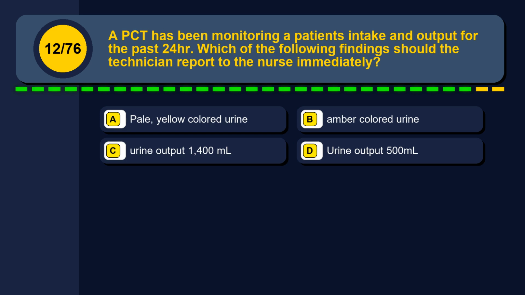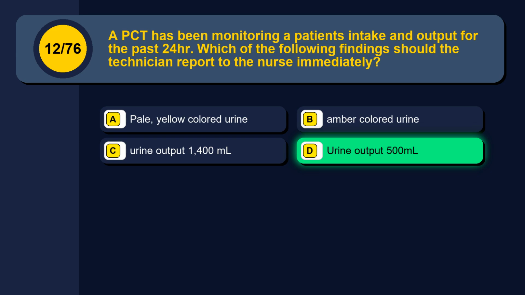Question 12. A PCT has been monitoring a patient's intake and output for the past 24 hours. Which of the following findings should the technician report to the nurse immediately? Option A, pale, yellow-colored urine. Option B, amber-colored urine. Option C, urine output 1,400 ml. Option D, urine output 500 ml.